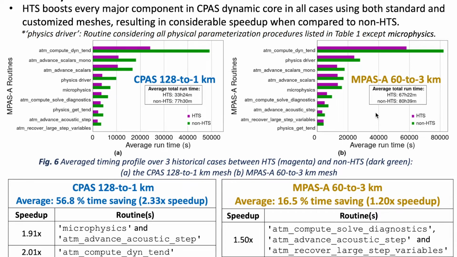The right chart is on the standard mesh. Also, with HTS, a little bit shorter, and without HTS, the green bars are a little bit longer. The speed up is 1.2 times.